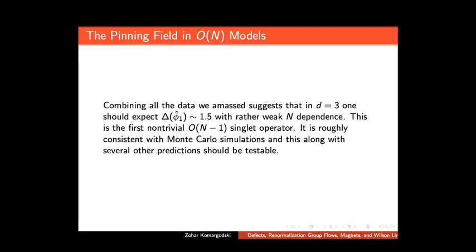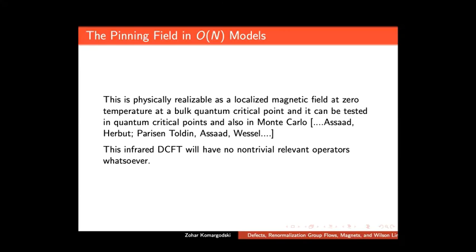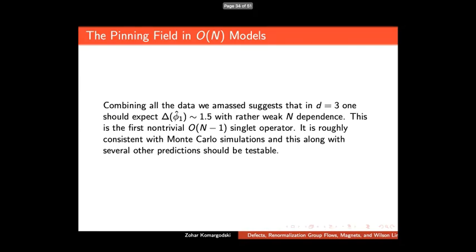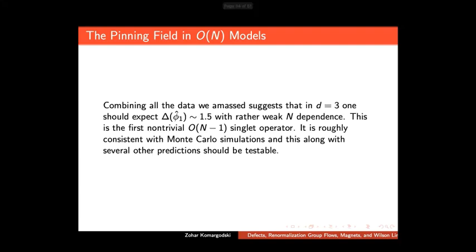Now, what do simulations show? Simulations by various groups, of which I mentioned 3. I should have put a semicolon here. More or less all agree that the dimension of phi1 is around 1.5, with seemingly a rather weak independence. So the large N results are quite well in the ballpark of simulations at the moment. The simulations could probably be improved.